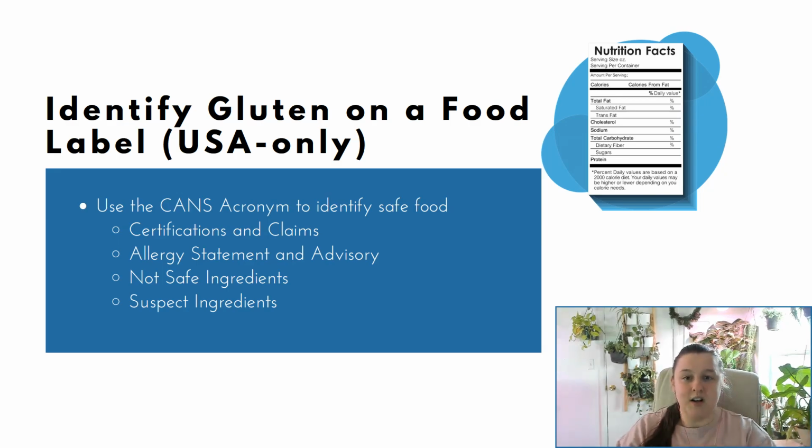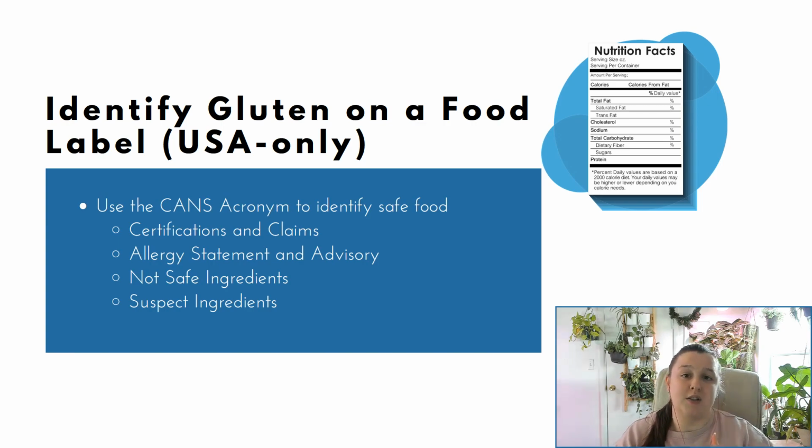But if you're doing this on your own, remember the CANS acronym. This is the acronym that I've come up with to help you identify gluten on a food label every single time and feel confident about your choice with food. It's my full 4-step foolproof method, and it stands for C for certifications and claims, A for allergy statement and advisory statement, N for not safe ingredients, and S for suspect ingredients. So this is the acronym you want to hold close to. You want to remember it when you're going into grocery stores and identifying if a food item is gluten-free or not.